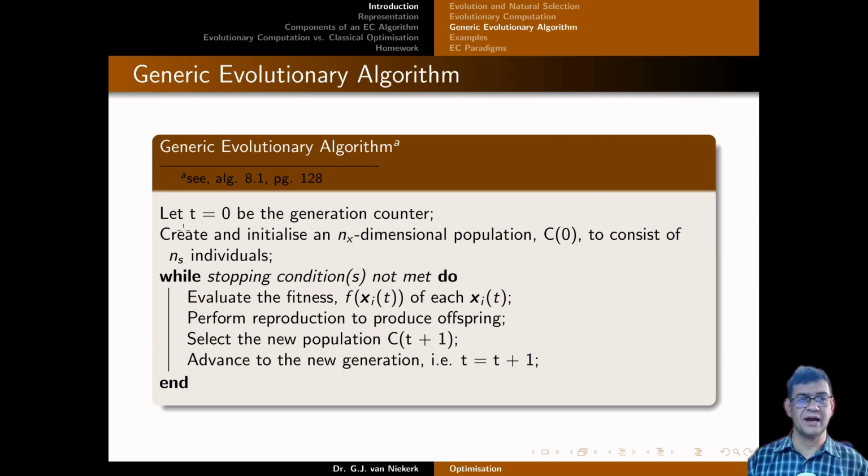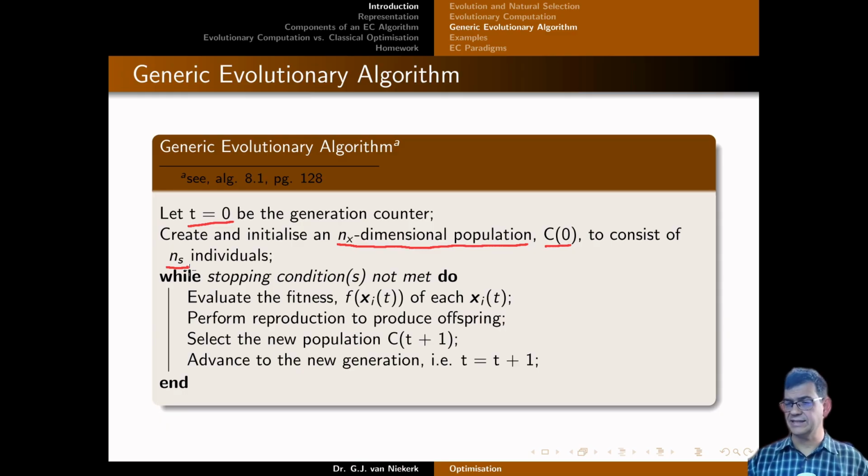So we have a generation counter. So that's this t equals 0. That's just to keep track of which population we are at. Then we create and initialize an nx-dimensional population. We're going to call that C0 or Ct because of course t is 0 at this point. And it's going to consist of ns individuals. So that's the population size.